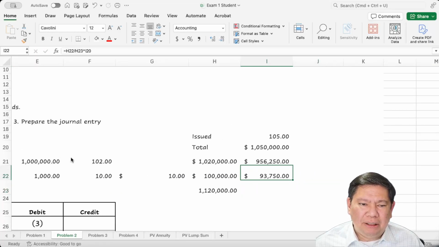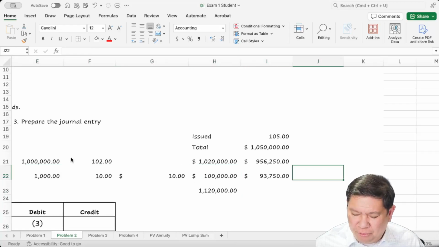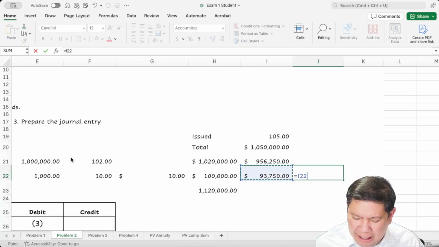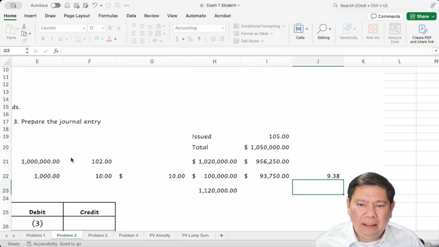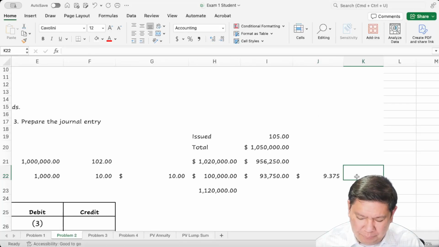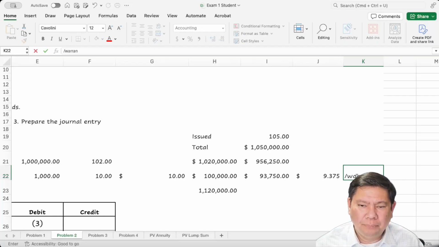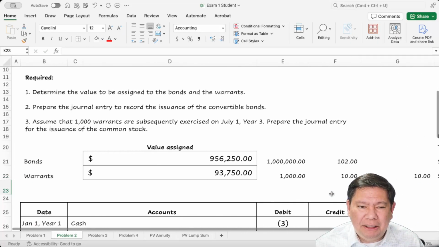Okay, now because there are 10,000 warrants, for each warrant, the allocation is about 9, don't round it, 9.375 per warrant. Okay, so now we can prepare the journal entry.